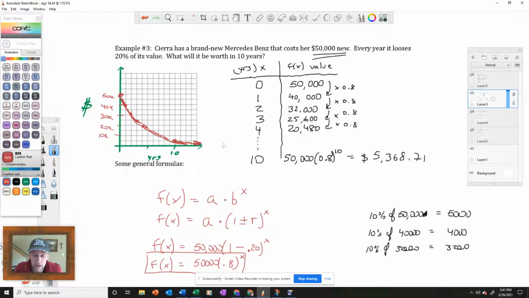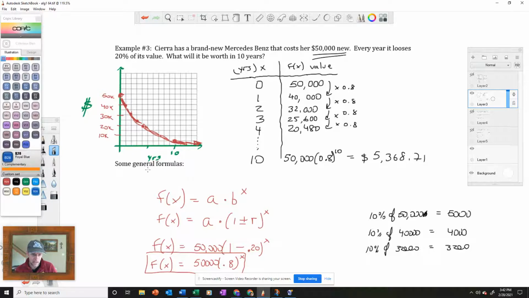One word of caution, make sure that your line, your curve, never goes below the x-axis, because that would mean the car is worth negative, and it can't be worth negative. Because even if you take away 20% of something that you take away, you're always going to have something left. It's never going to be like negative. Even if it's only worth $1, it's going to be worth 80 cents and then 64 cents. It's never going to get to zero, technically.